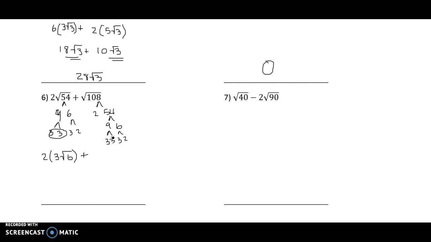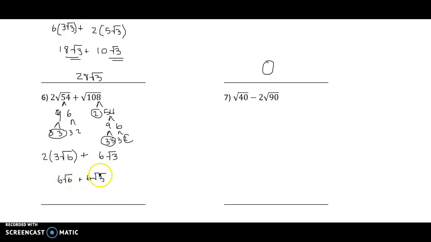Look for your pairs, pair of 3s. I also have a pair of 2s. Don't forget about that too. So here's what this one looks like. I actually get 6 radical 3. Already, notice, these are not like radicals. Okay, so let's clean it up a little bit and then see if we can actually go anywhere with this.